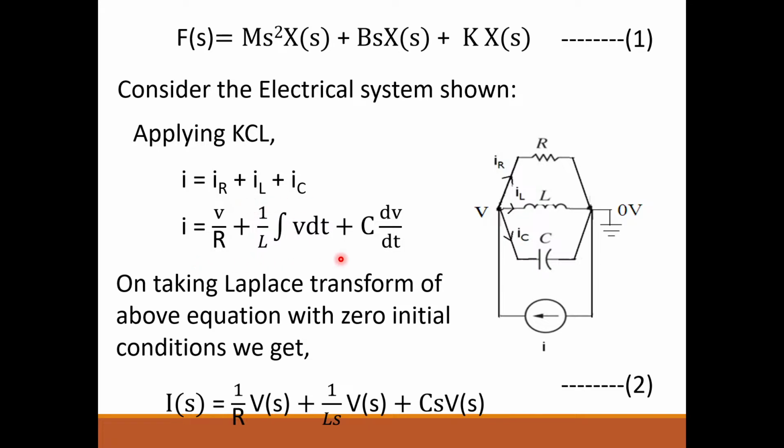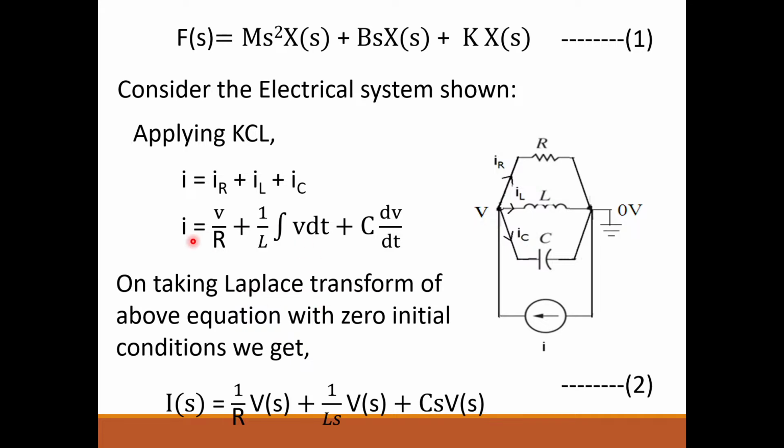Now let us write down the nodal equations here. I is equal to IR, which is V by R, plus IL, which is 1 by L integral of V dt, plus IC, which is C into dV by dt. So this is our differential equation applying Kirchhoff's current law for the given circuit.